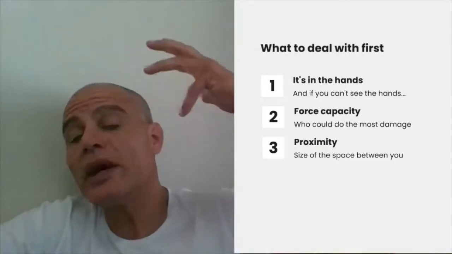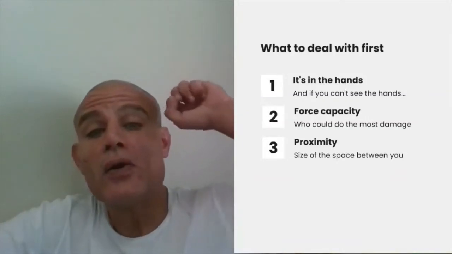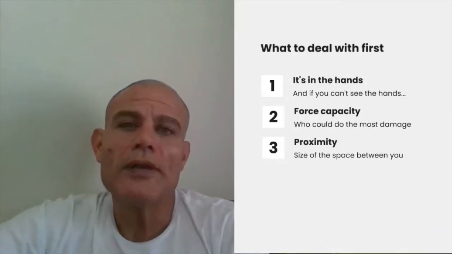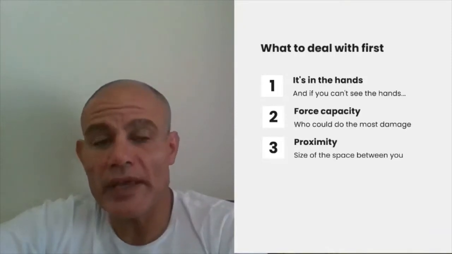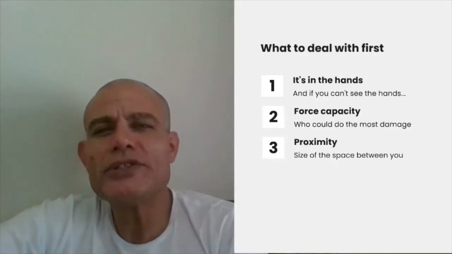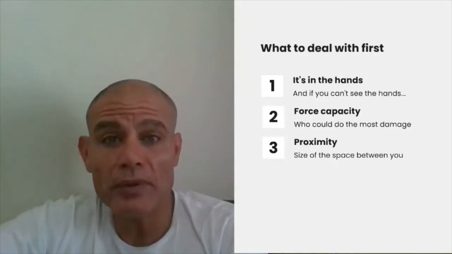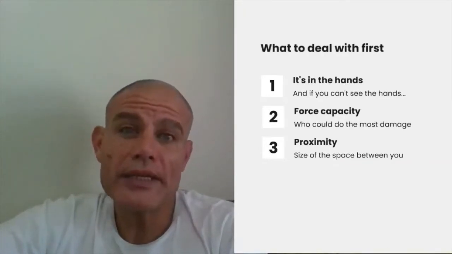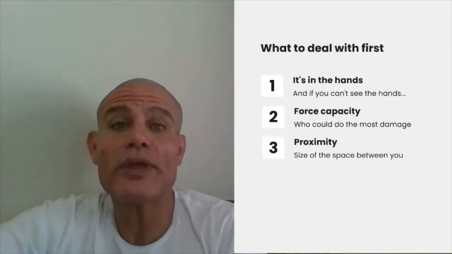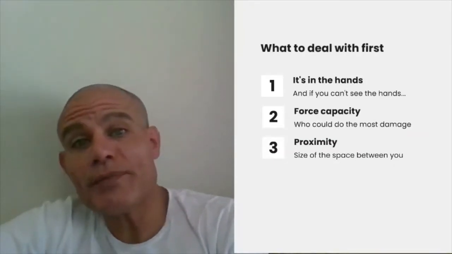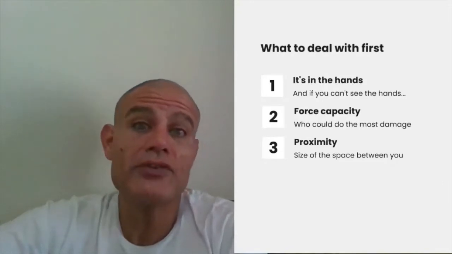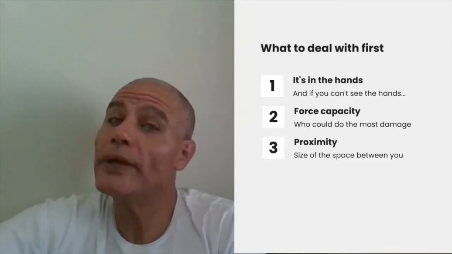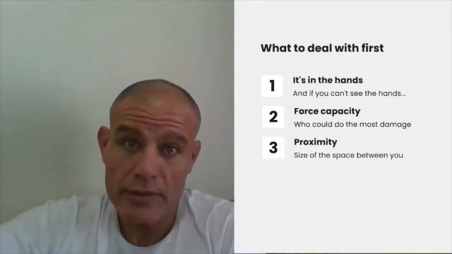The second one is: who can do the most damage? Depending on what that weapon is in their hands, how much damage could they do to you or other people? And how easily would they be able to do that damage with the tool they're using? If a person has a sawn off shotgun and they're standing 3 to 5 meters away from you, even if they're only a mediocre marksman, they're still a major threat.